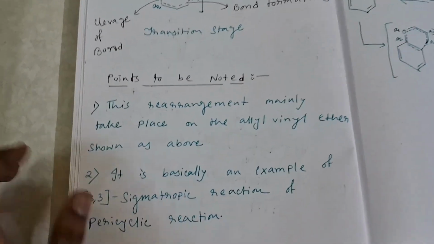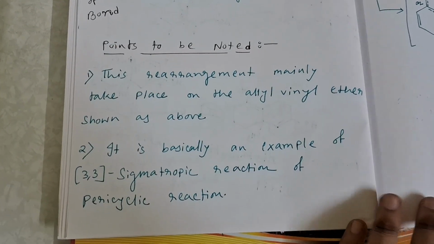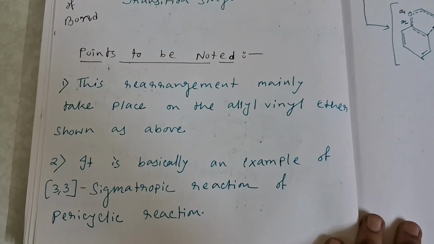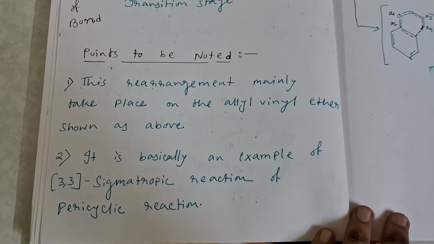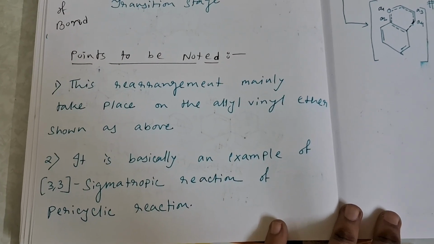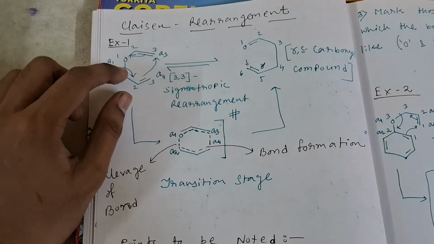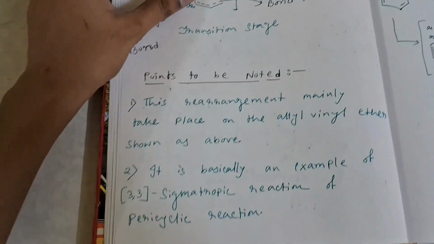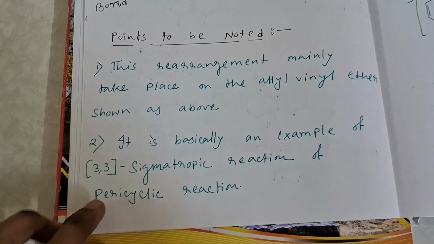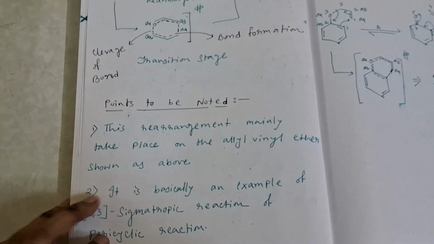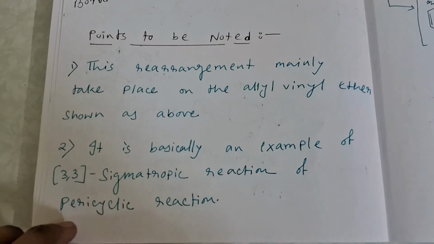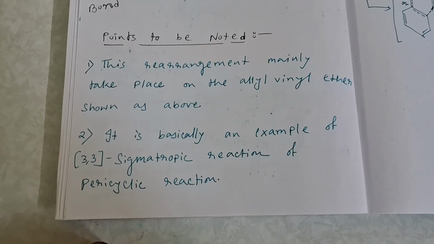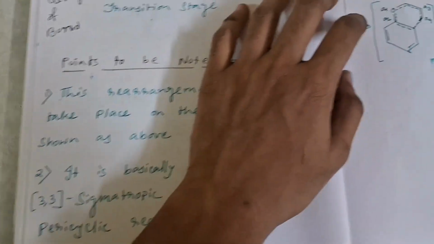Now here I have written some important information which you should know regarding this topic. Now first, this rearrangement takes place on the allyl vinyl ether, which I have told you already, because this is mainly allyl vinyl ether. And second point, it is basically an example of 3,3 sigmatropic reaction. This is a 3,3 sigmatropic reaction, which is an example of pericyclic chemistry.